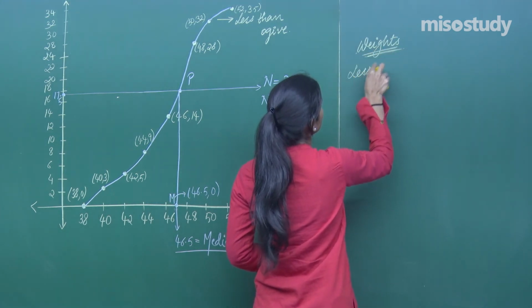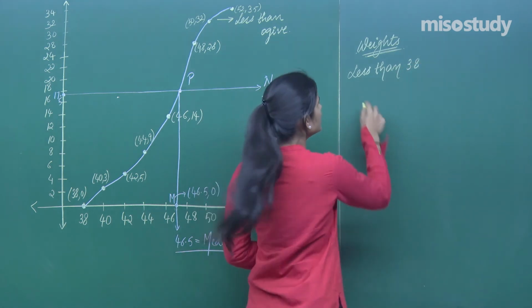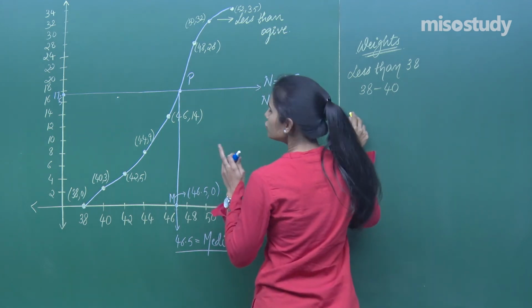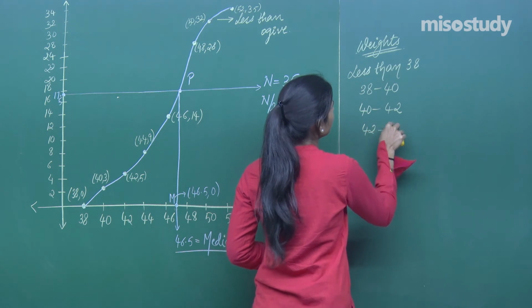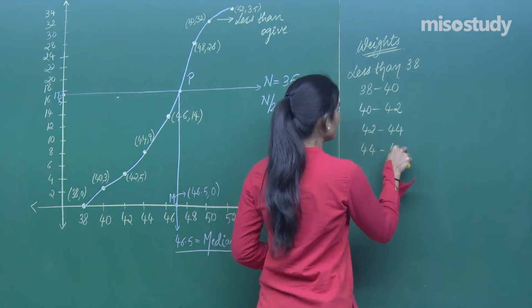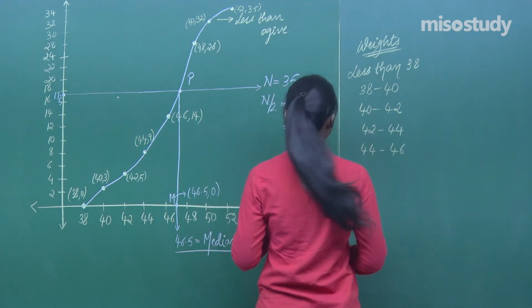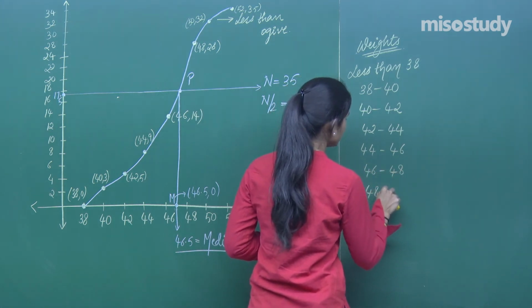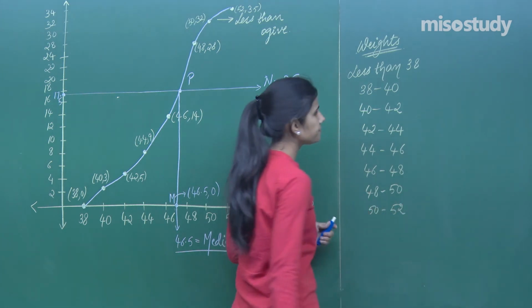Less than 38, okay. After that you have less than 40, so your interval will be 38 to 40. Then it is less than 42, so your interval will be 40 to 42. Less than 44, your interval will be 42 to 44. Less than 46, your interval will be 44 to 46. Right? Then you have less than 48, so 46 to 48. Less than 50, 48 to 50. Less than 52.